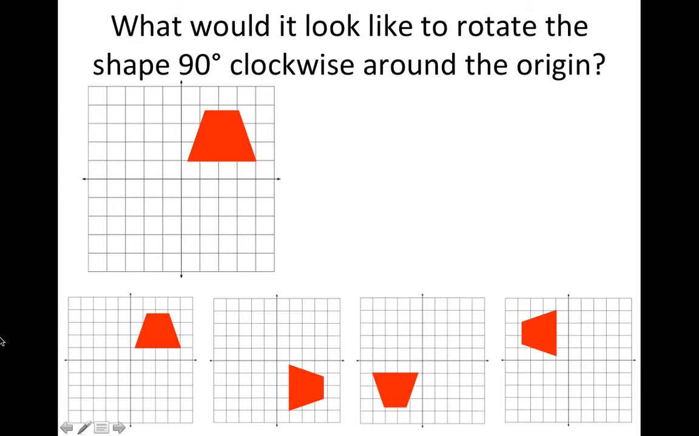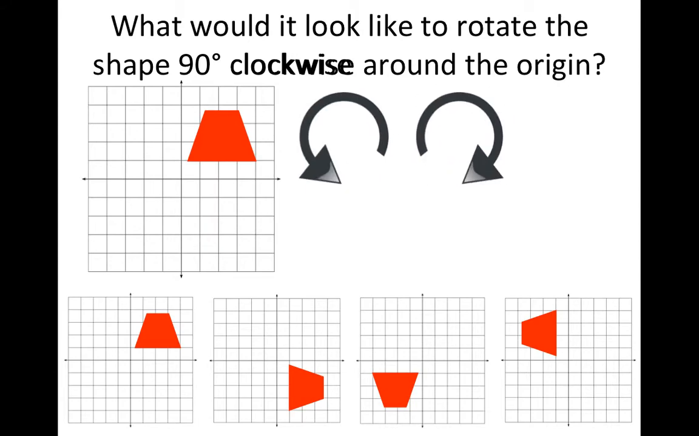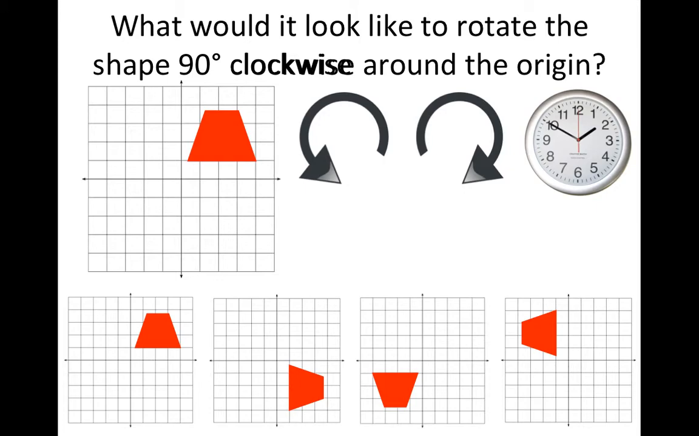So if we take this shape and we rotate it 90 degrees clockwise around the origin, what does that look like? Well, first of all, we have to know clockwise. What does clockwise mean? There's one way of spinning, and there's another way of spinning. What we have to look at is which way does a clock go? And a clock spins that way. You can see the hands spin around that way. So that's considered clockwise. And this says we need to go 90 degrees clockwise.